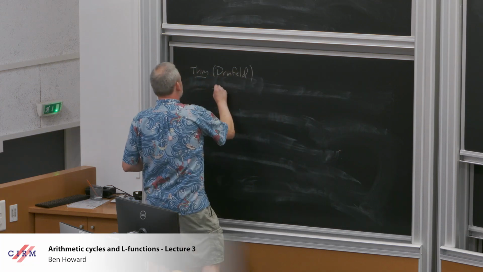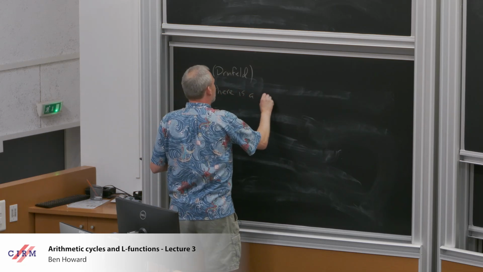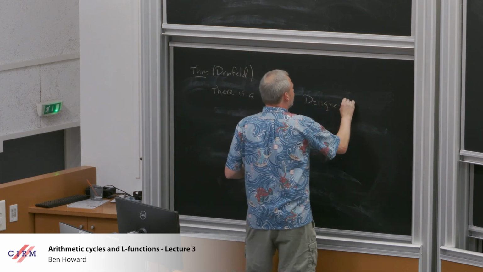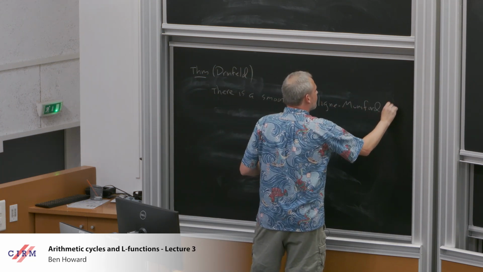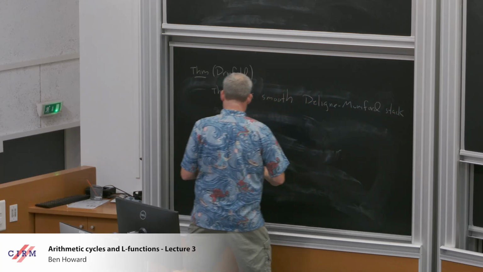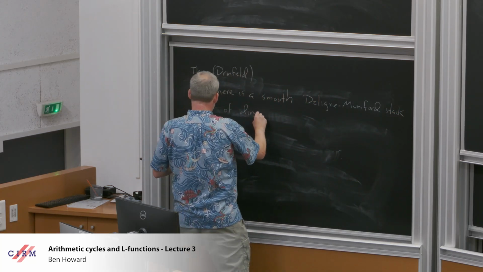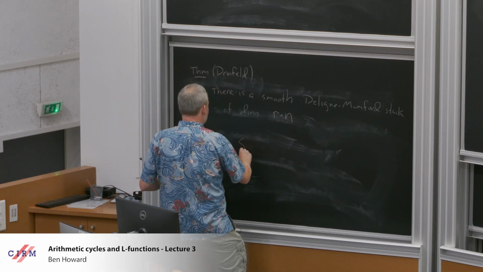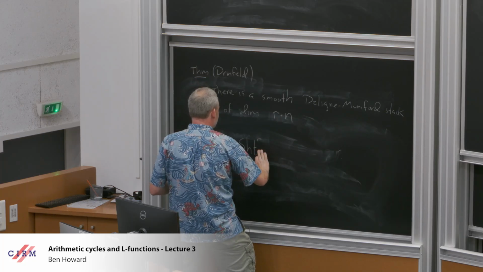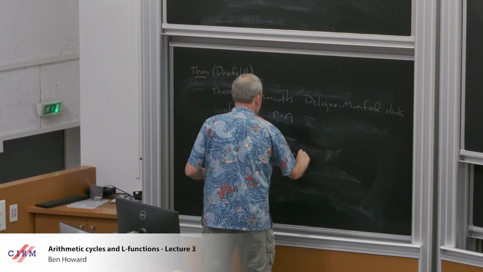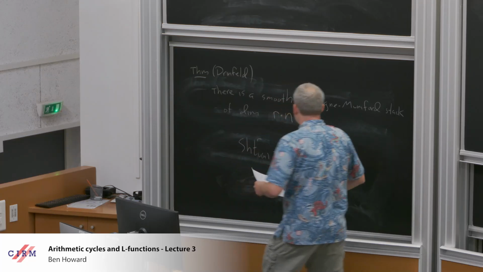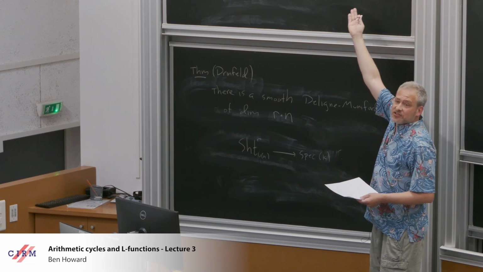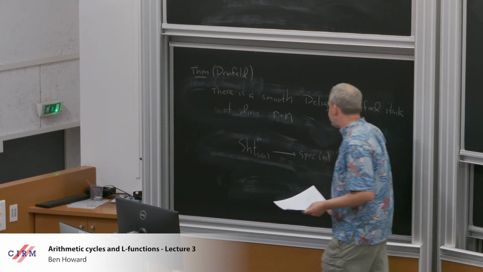There is a smooth Deligne-Mumford stack of dimension n times the number of legs that I'm going to call shtuka r un. This is over spec of our finite field, whose k-bar points are the un shtukas with r legs. You can form a moduli space of these things.